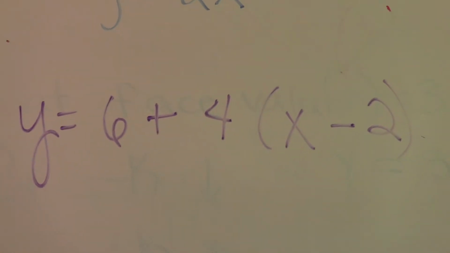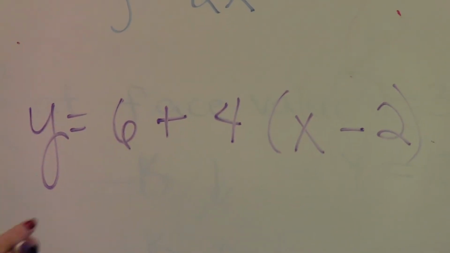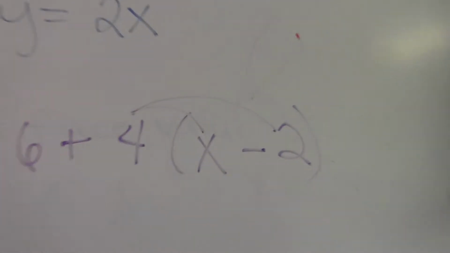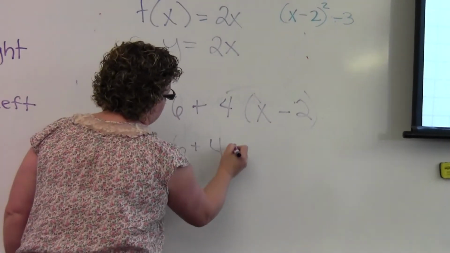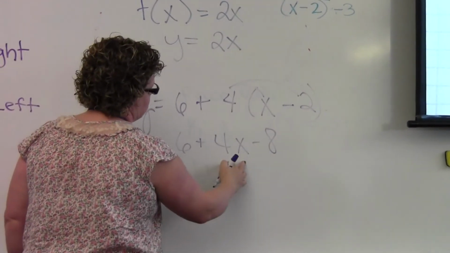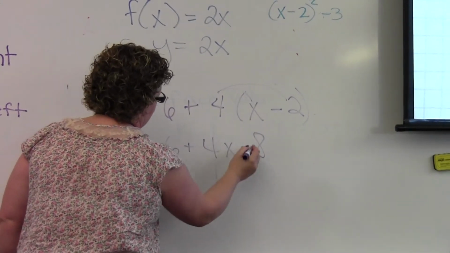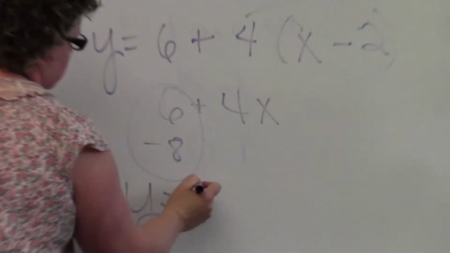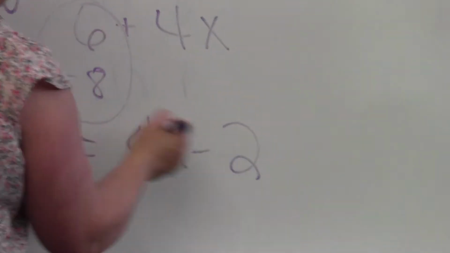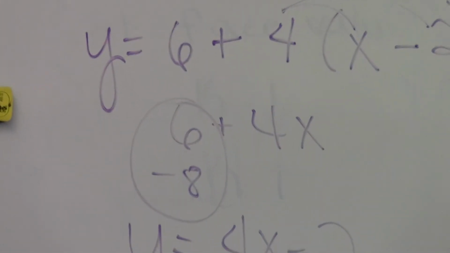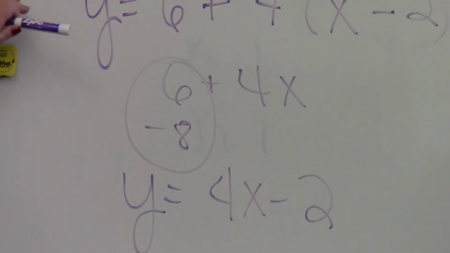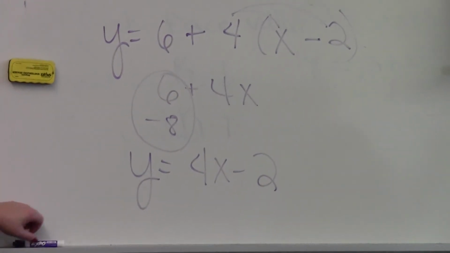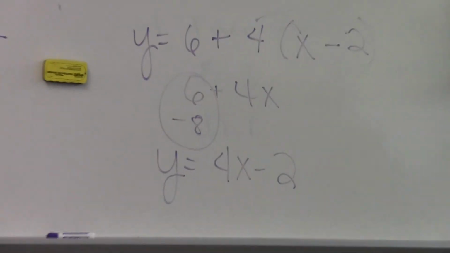Or you could go ahead and put it in slope-intercept form if you wanted to. You don't always have to, by just distributing the 4 and then combining your like terms. So if you wanted to do that, we'd end up with 6 plus 4x minus 8. We'd combine the 6 and the negative 8 to get y equals 4x minus 2, because 6 minus 8 is negative 2. Either way is fine. You can put it in your calculator this way and graph it, or that way and graph it. So each is acceptable.